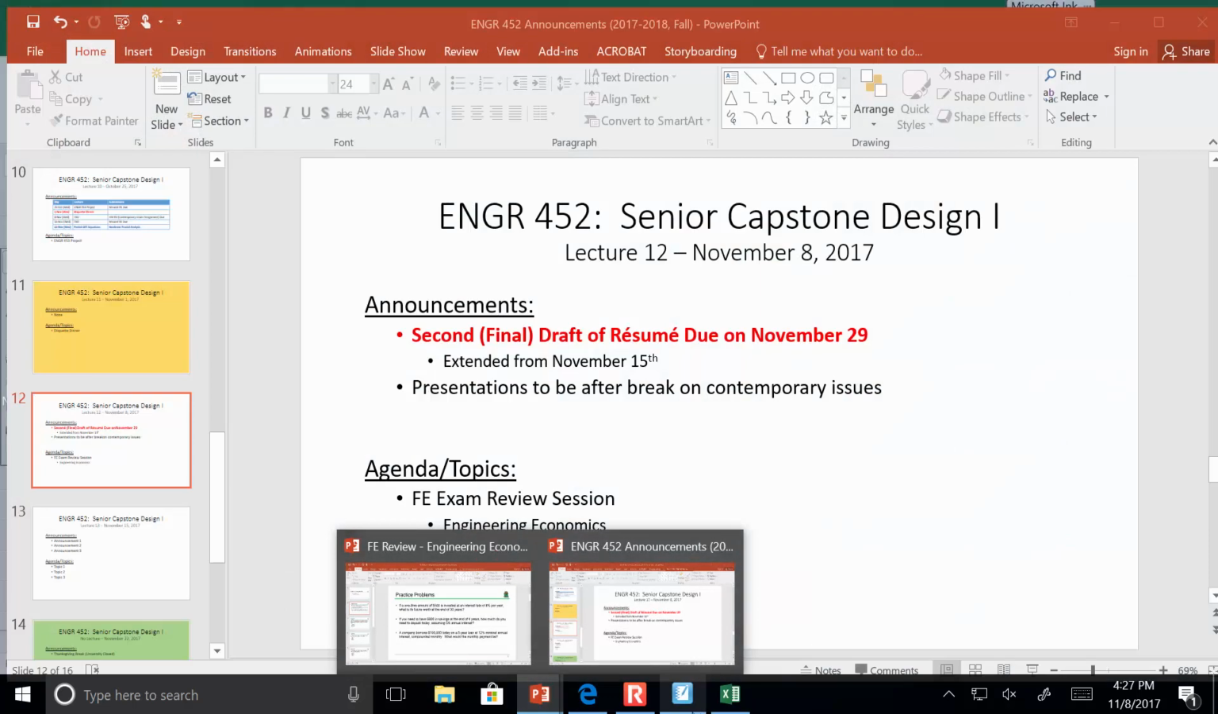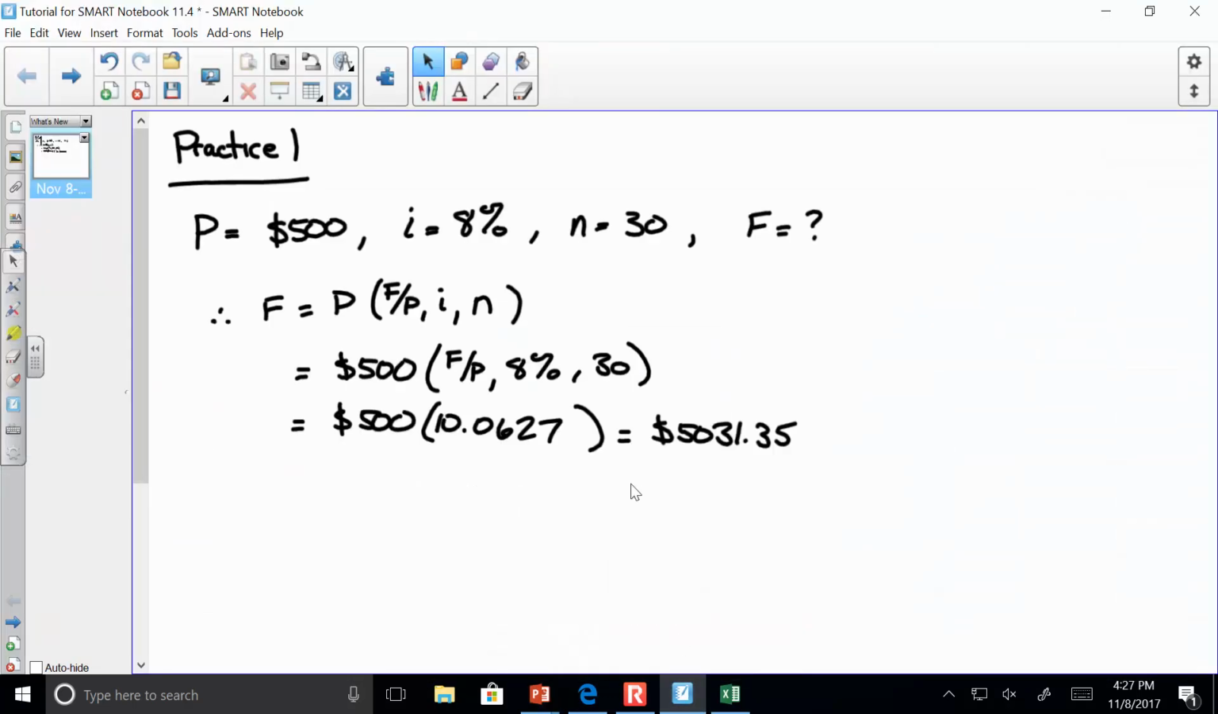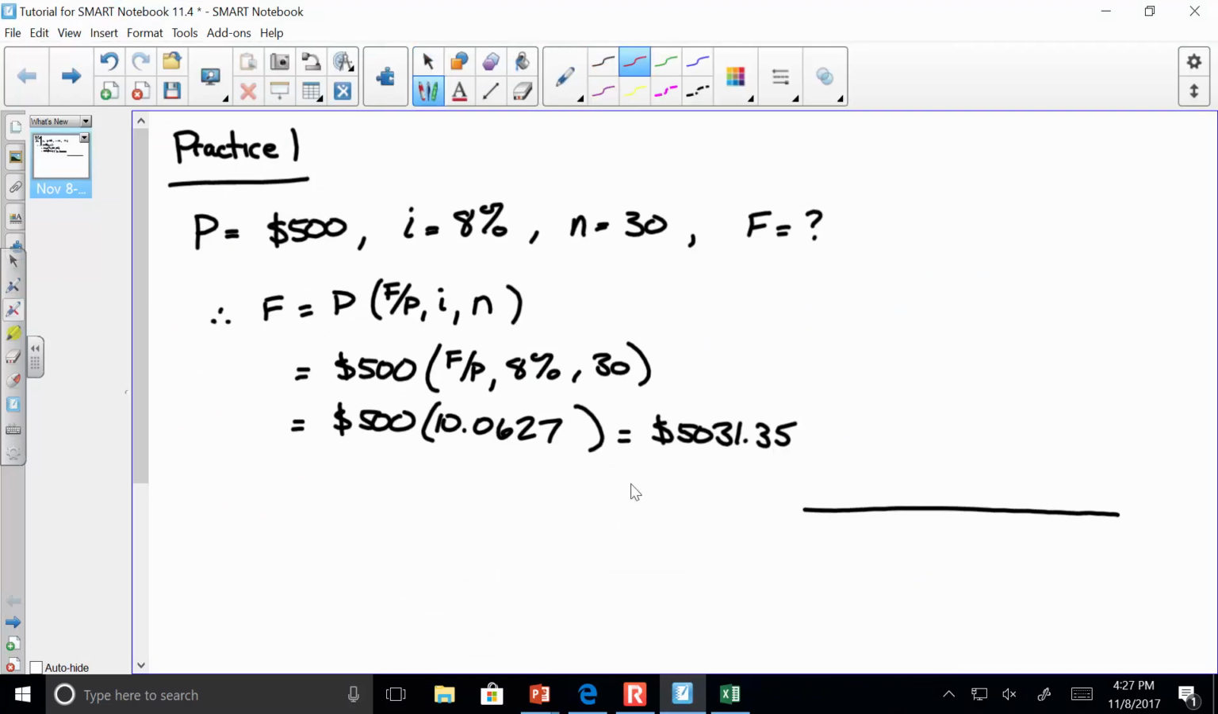Now, while we're at it, does anybody remember these? We would put in an initial deposit of $500 at year 0, and then year 1, year 2, all the way to year 30, and then we can withdraw that. Does anybody remember that? Cash flow diagrams. That's going to become important here in a second.